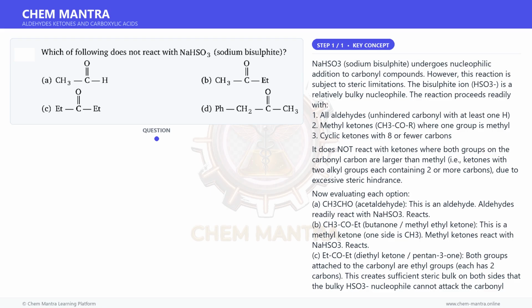It does not react with ketones where both groups on the carbonyl carbon are larger than methyl, i.e., ketones with 2 alkyl groups each containing 2 or more carbons, due to excessive steric hindrance.